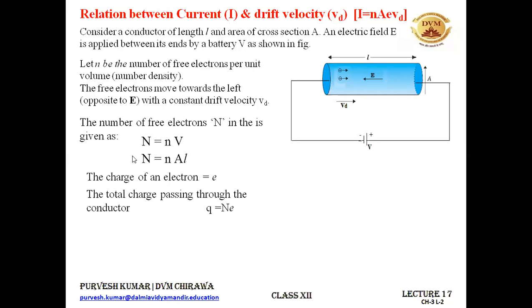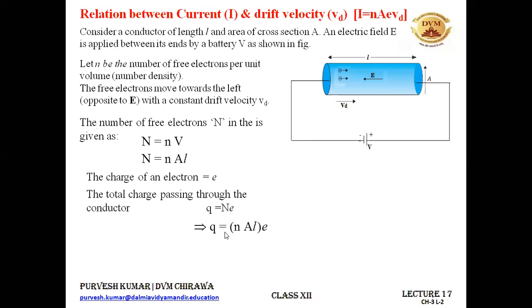The total number of free electrons present inside the conductor is capital N. If we need to find the total charge passing through this conductor, that is e multiplied by capital N. So that is the value of Q, the total charge passing through the conductor. Now, in place of this N, I can write small n multiplied by A multiplied by L. So that's what I have done over here.